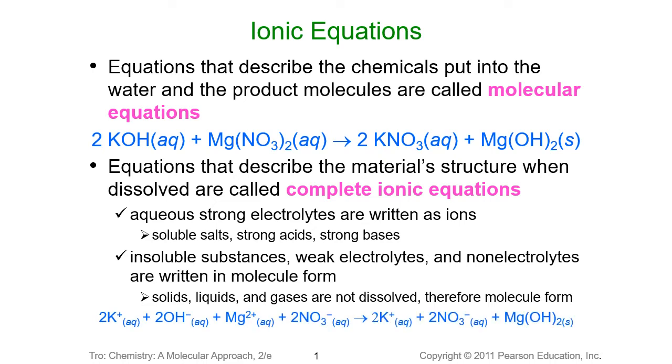So in our example written above, anything that says aq gets broken into the ions. So notice our potassium hydroxide now becomes potassium and hydroxide. The magnesium nitrate gets broken into the ions, and the potassium nitrate on the product side is also broken into the ions. Our magnesium hydroxide, because it forms a solid, gets left as the formula. So if it's a solid, a liquid, or a gas, it stays as the formula.